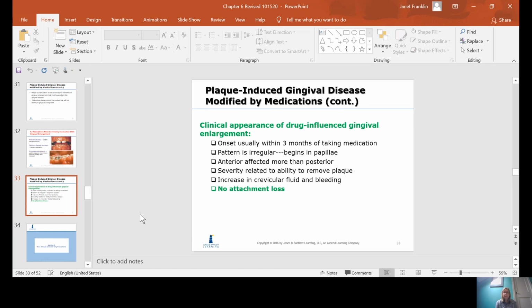The clinical appearance of drug-influenced gingival enlargement usually occurs within 3 months of taking the medication. So the patient comes in and you've updated your medical history and they tell you, I've got a new medication. And you ask what it is, and it's a calcium channel blocker, which you will know by the time you finish pharmacology and become a licensed hygienist. Right away, red flags should be going off in your head. Okay, I could see some gingival enlargement.